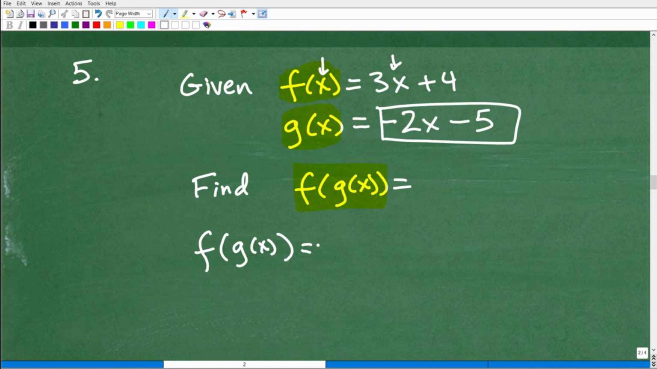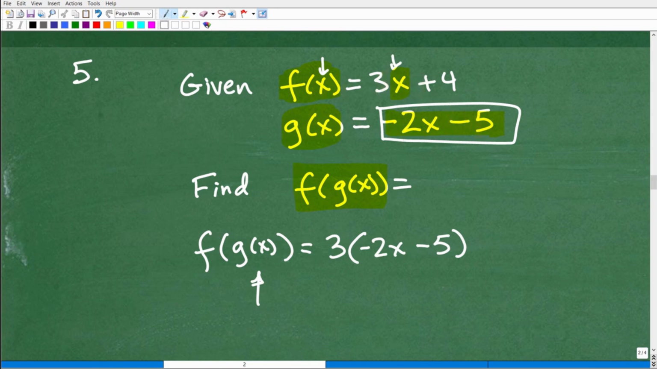But let me go ahead and do this problem. So the f of x function is 3x plus 4. So I'm going to be plugging into the f of x function the g of x function, which is negative 2x minus 5. That's what I'm plugging in right there into my f function.